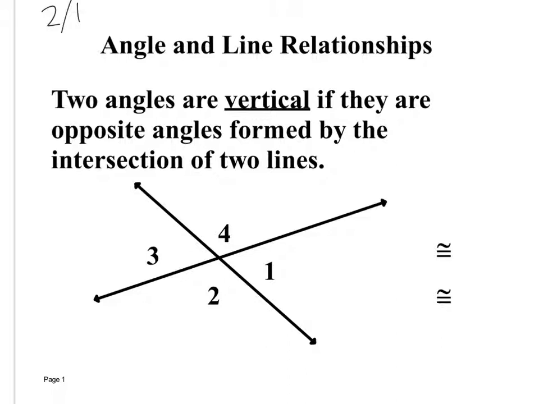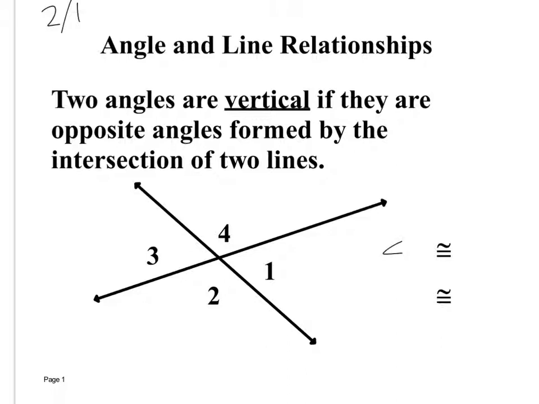Okay, vertical, the first one we talk about, they're congruent to each other, meaning they're equal to each other. Two angles are considered vertical if they're opposite angles formed by intersection of two lines. You have two lines crossing each other. The vertical angles are the opposite angles of each other. So if I was to say angle 3 would be vertical of what angle? 1. It's opposite of angle 1.